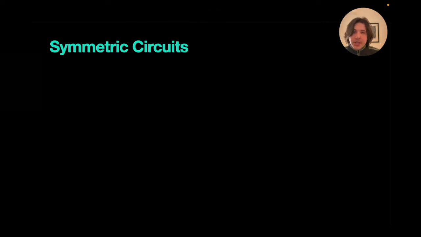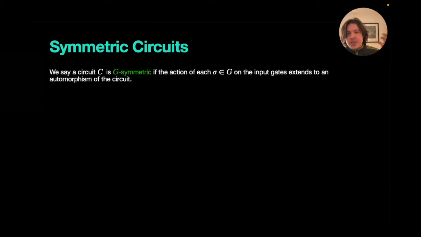Now, what we're introducing, or indeed what we introduced in ICALP 2020, is a symmetric circuit model. So a model of what it means to have symmetry in this context. So we say a circuit C is G-symmetric if the action of each permutation sigma in G on the input gates extends to an automorphism of the circuit.